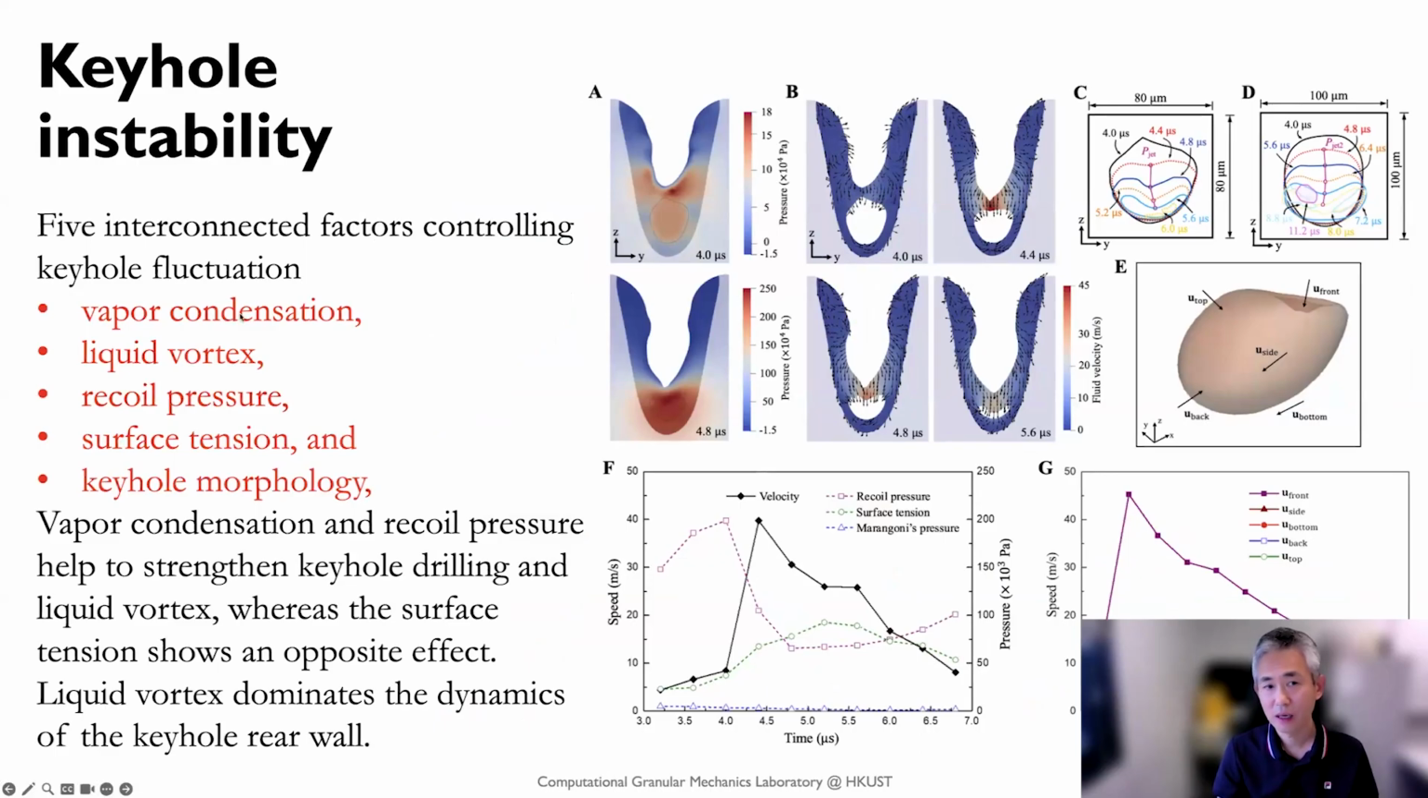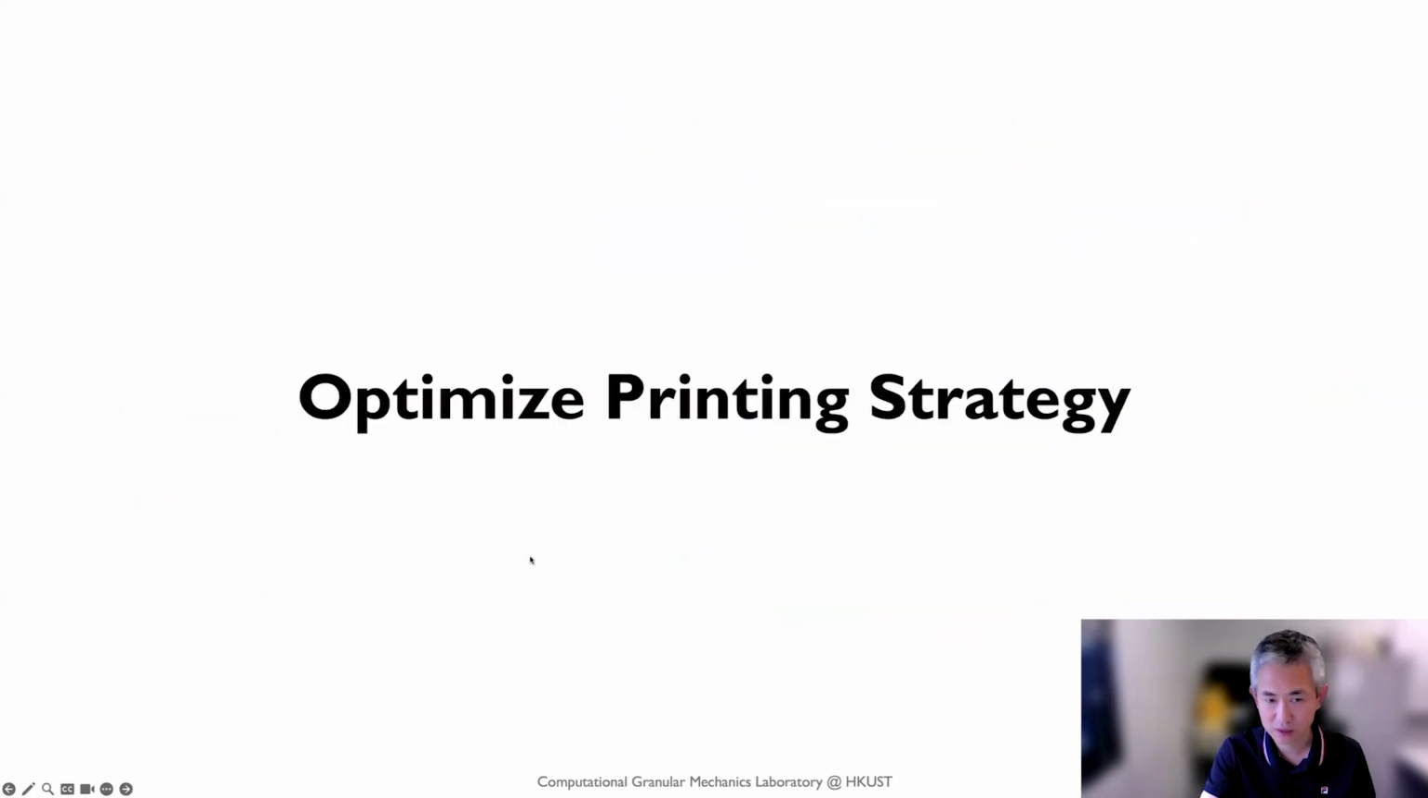And regarding the keyhole pore formation, we can summarize our systematic findings and conclude that five important interconnected factors control the fluctuation, including vapor condensation, vapor convective shrinkage, temperature drop, and liquid vortex in the melt pool, and also other physics like recoil pressure, surface tension, and keyhole morphology here, right? There are some conclusions I want to repeat, and we have our published papers, so if anyone is interested, they can read our paper here.